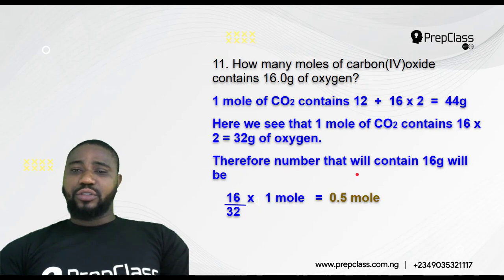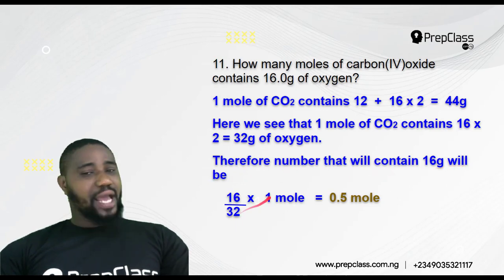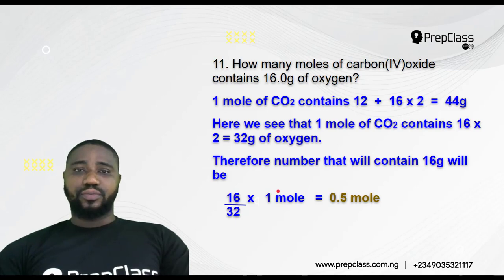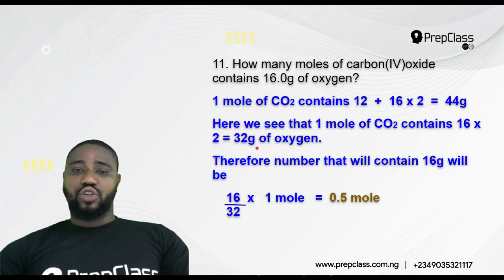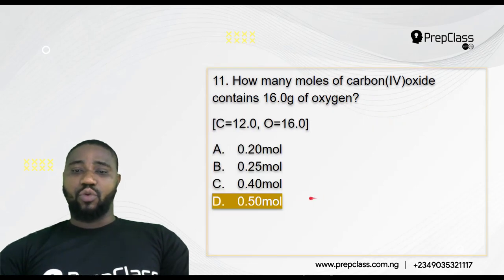So therefore, the number that will contain 16 grams will be what? 16 over 32 times 1 mole. So 16 over 32 is what? 0.5. 0.5 times 1 is 0.5 mole. That is half, because 16 is half of 32. So the number that will contain that 16 grams will be half mole, which is 0.5 mole. So your answer is 0.5 mole.